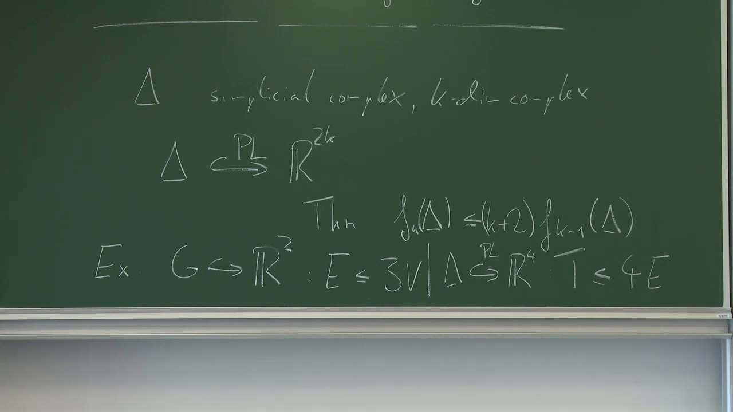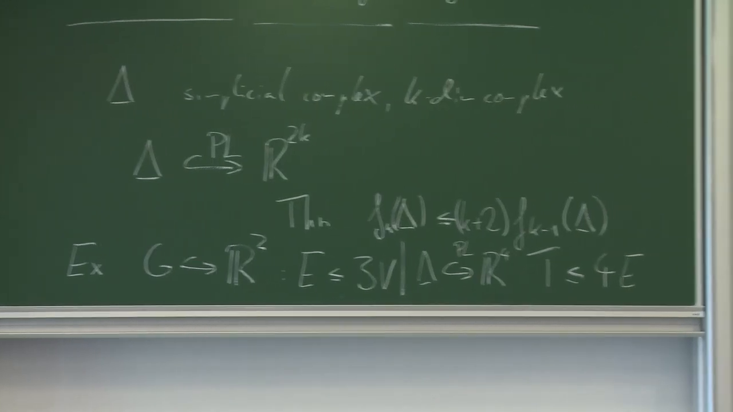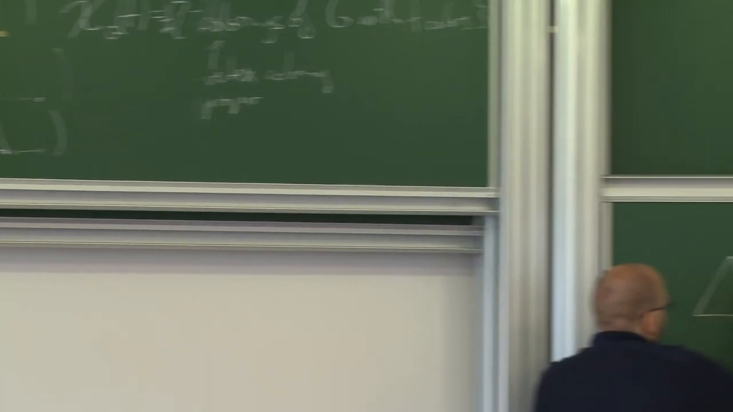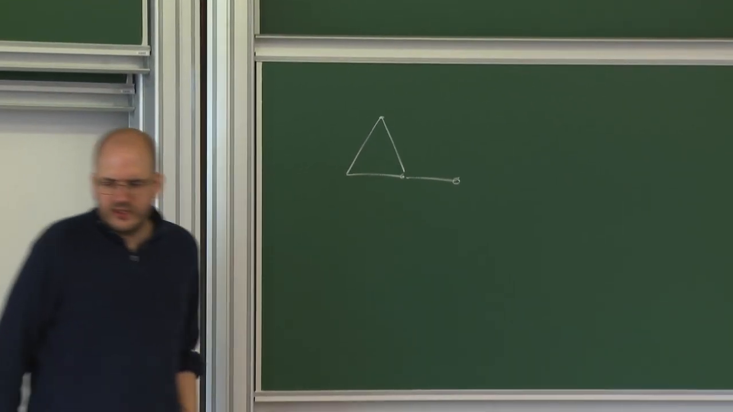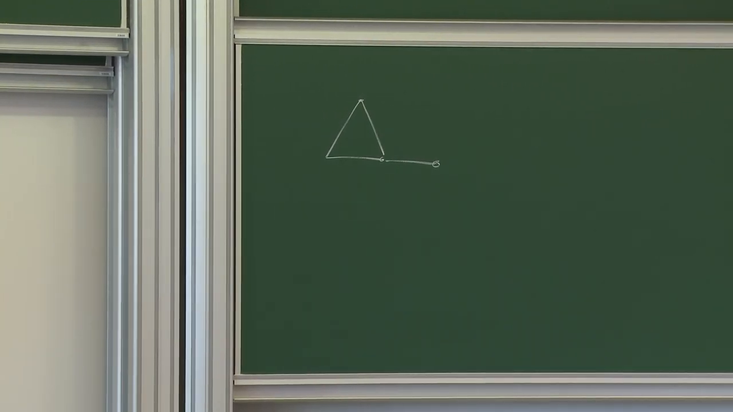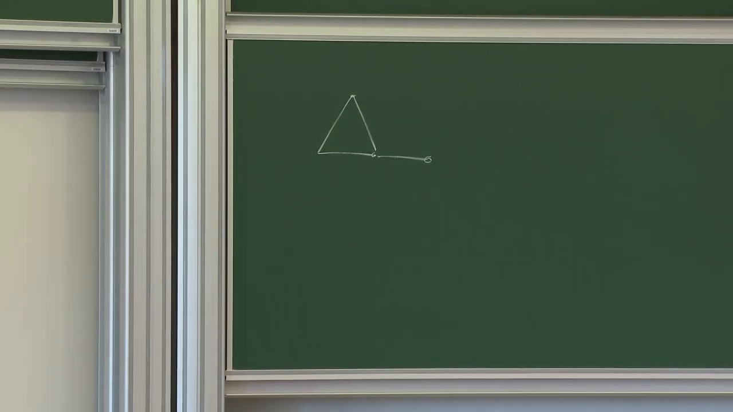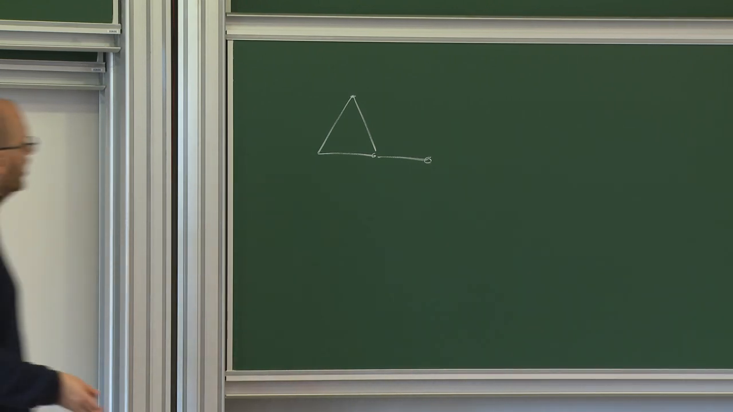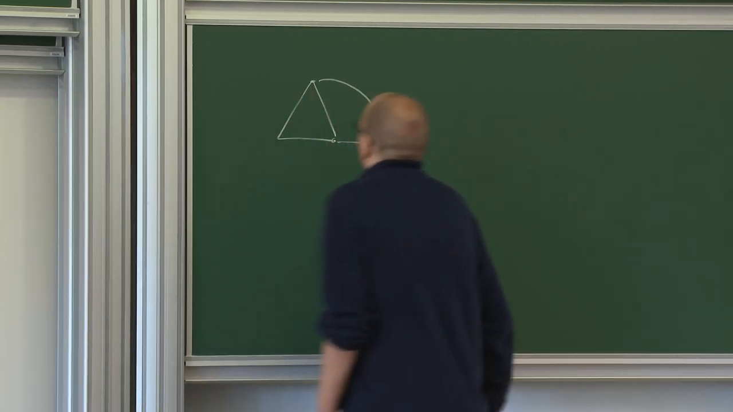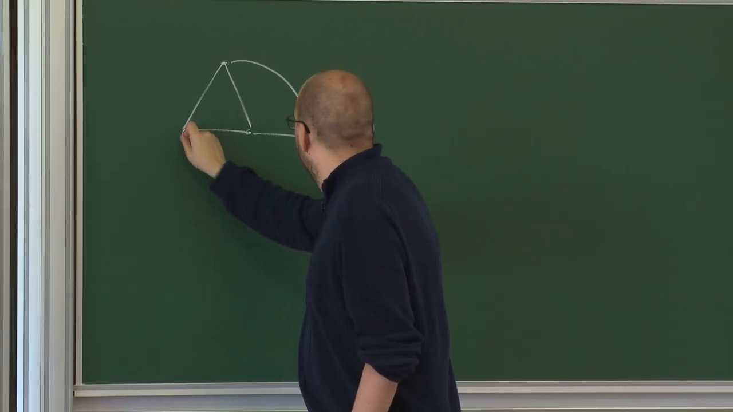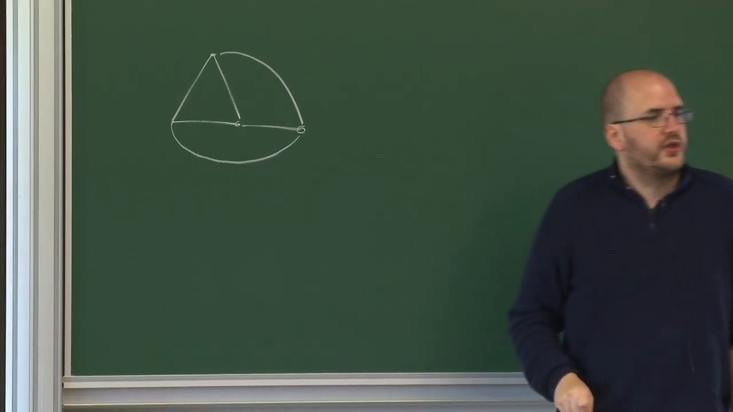Let me quickly sketch why this is difficult, or why it is easy in the case of graphs. If you have a graph in the plane, then you want to count the number of edges, and what you can do is always add edges until every component of the complement is a triangle, including the component at infinity. So here, this is not complete, so I could add this. And then I could add this edge, and then every component is a triangle.